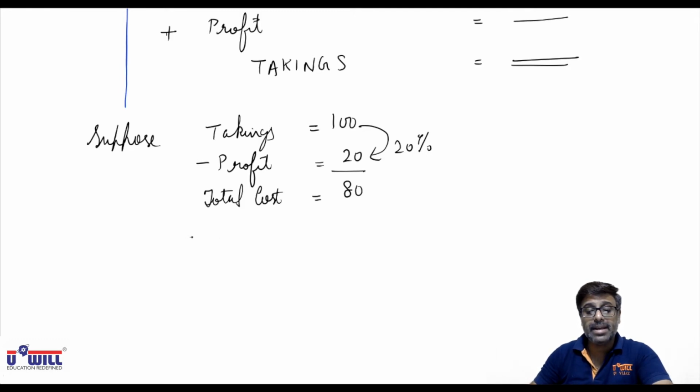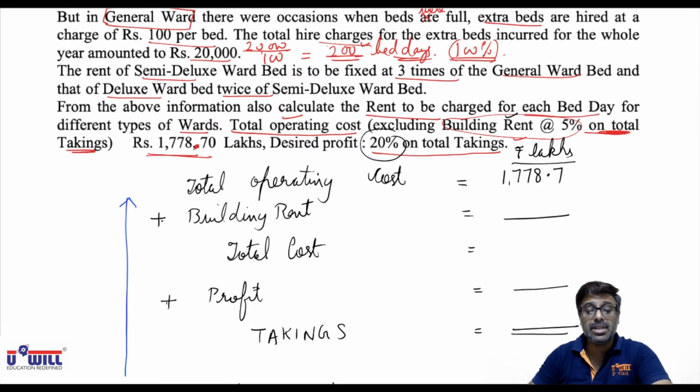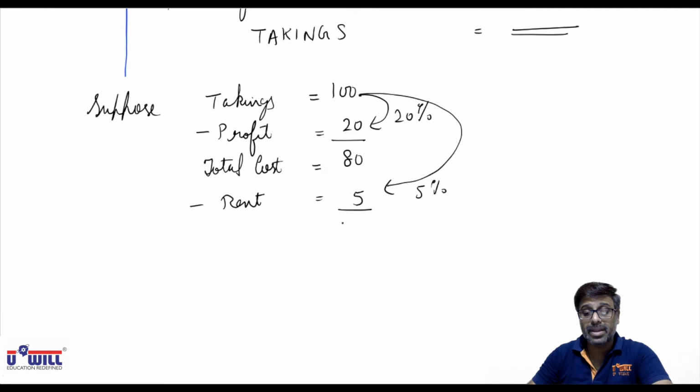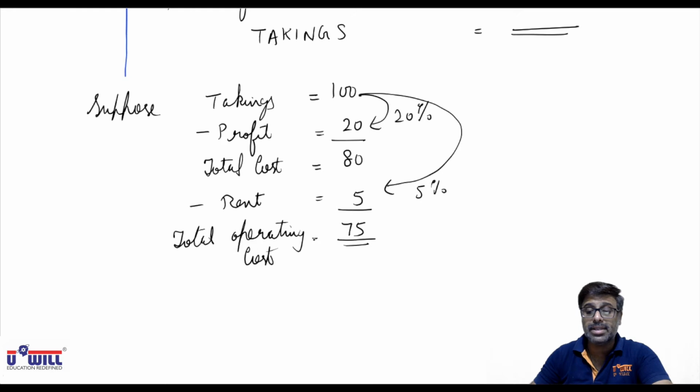From that we will minus the building rent. Further, if you go in reverse, then this plus will become minus building rent. And rent is also given as 5% on total takings. So 5% on total takings, again the rent would also be 5, so the total operating cost would be 75. A lot of practice has been done for this kind of working in the chapter on hotels.